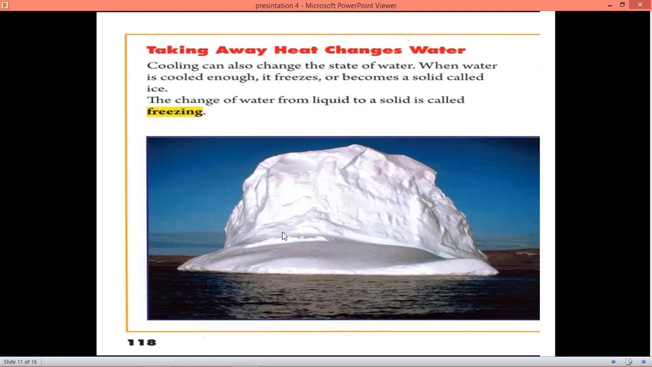Freezing. When water is cooled enough, it freezes. It becomes solid cold ice. So we can say the change of water from liquid to a solid is called freezing.